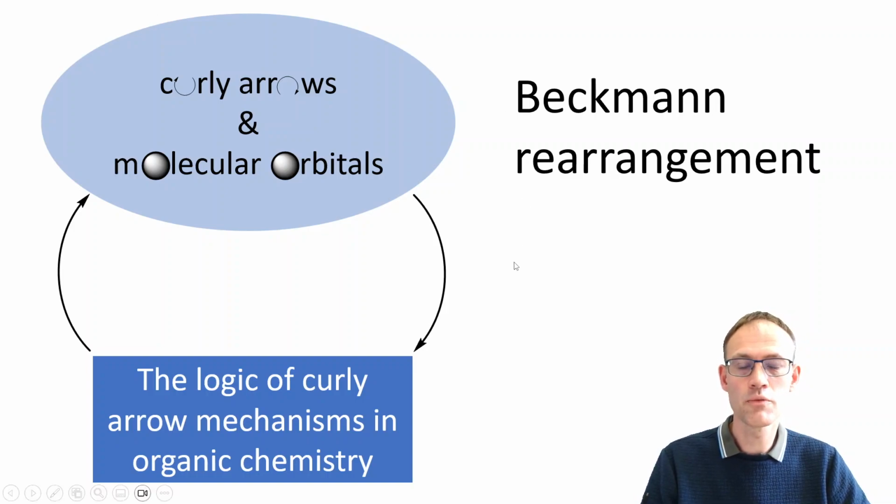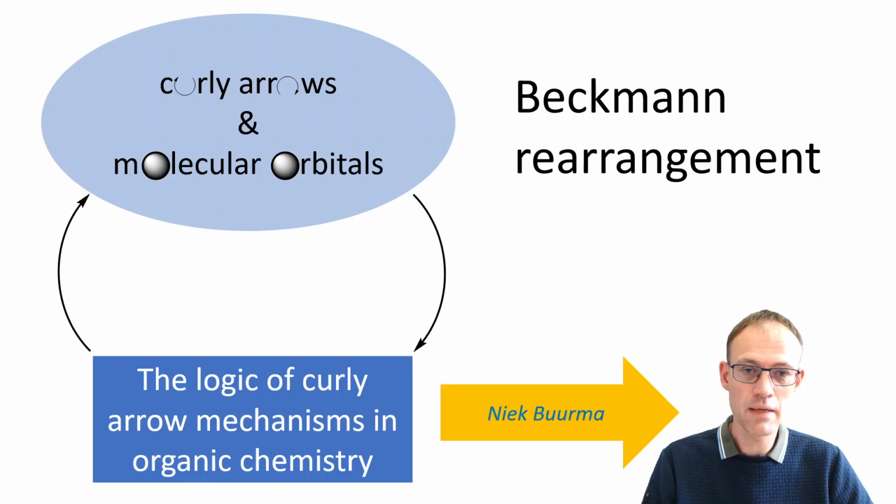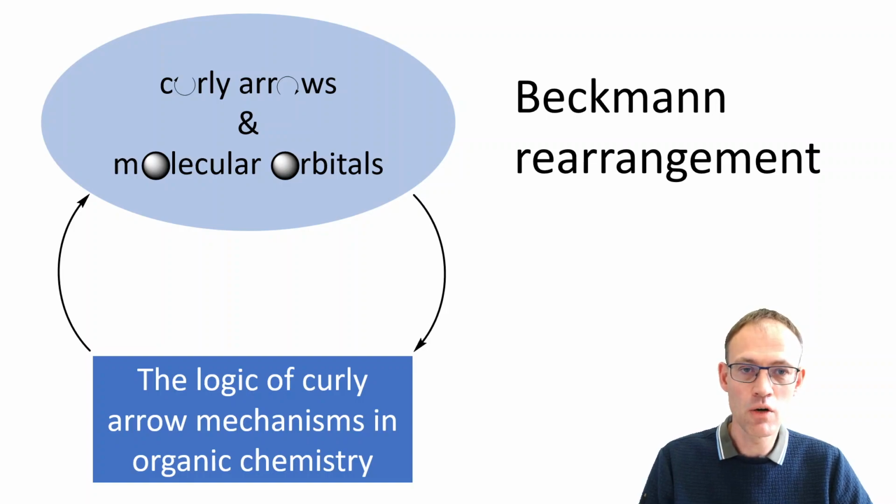Hello and welcome to this video in the series Curly Arrows and Molecular Orbitals. My name is Nick Buurma, and in this series of videos I am going to talk you through the logic of curly arrow mechanisms in organic chemistry. In this video we're going to have a look at the so-called Beckmann rearrangement.